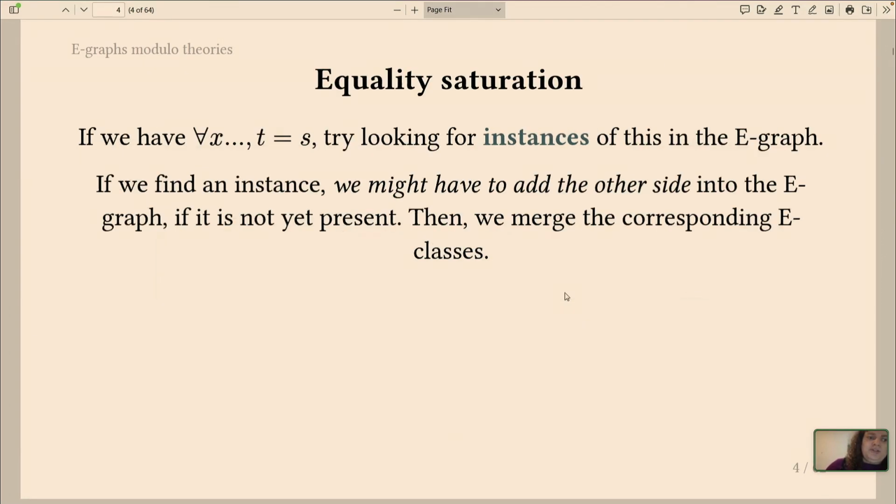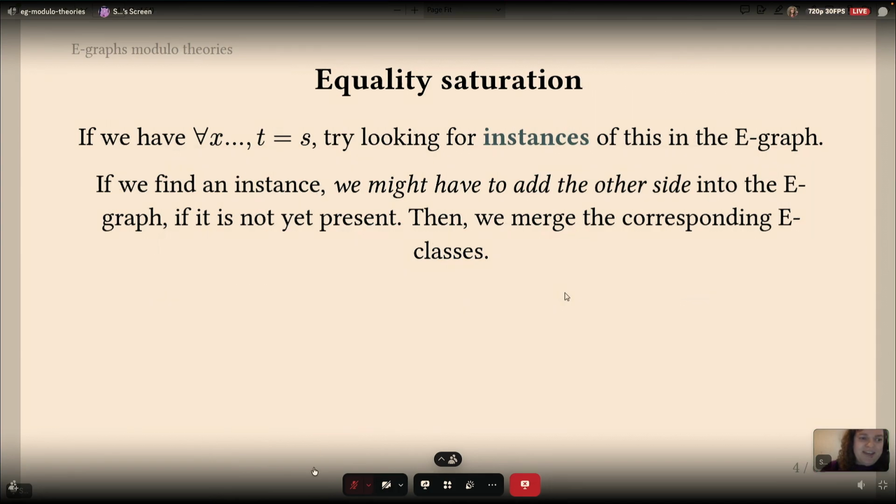The way the top layer works is if we have some universally quantified equations, we try and look for instances. And if we find an instance, we might have to add the other side of the equation if it doesn't exist. Oh, sorry, some toy that I stepped on. My apologies. And then we might have to add the other side. This is what blows up the graph.